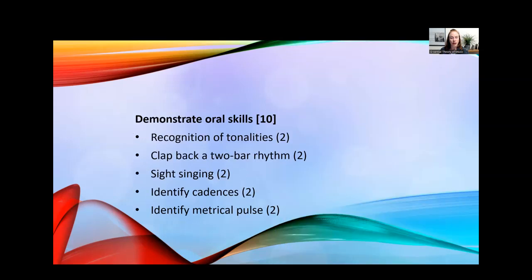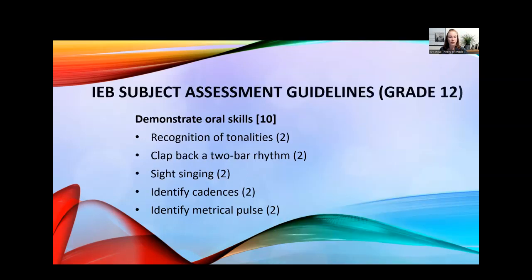And if we look at SAG, it's very similar. So learners need to be able to recognize different tonalities, in other words, major, minor, also do clapping of a 2-bar rhythm, sight singing, and then also identifying different cadences, and then identifying the time signature of a piece.